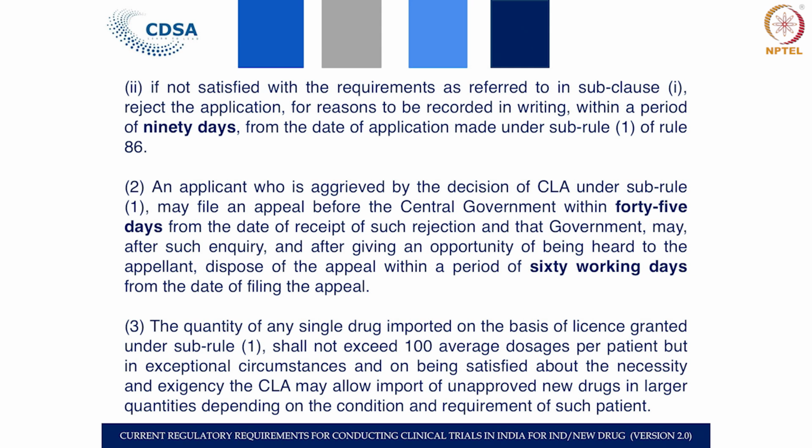In case there is a rejection, there is an appeal to the central government. All permissions are given within 90 days; if there is a rejection, there is a scope of appeal again to the CLA within 45 days, and the appeal has to be disposed of within 60 working days. So, there is a scope of appeal to the central government within 45 days from the rejection, and the central government has to dispose of the appeal within 60 working days.